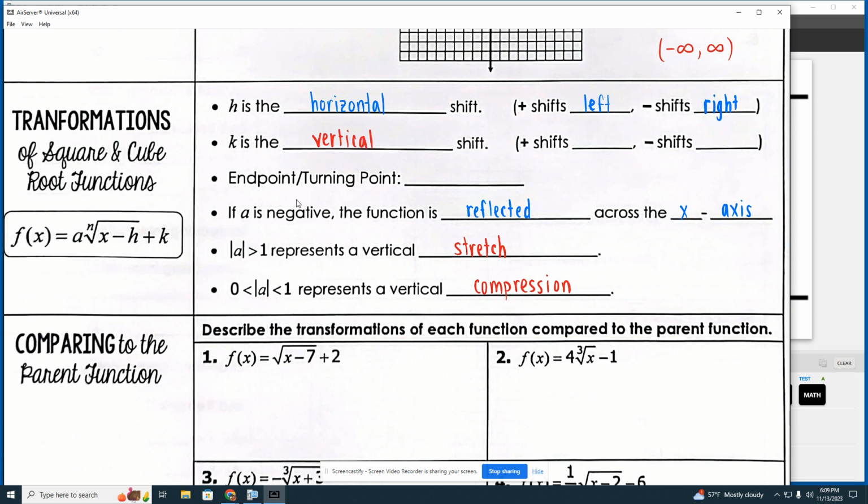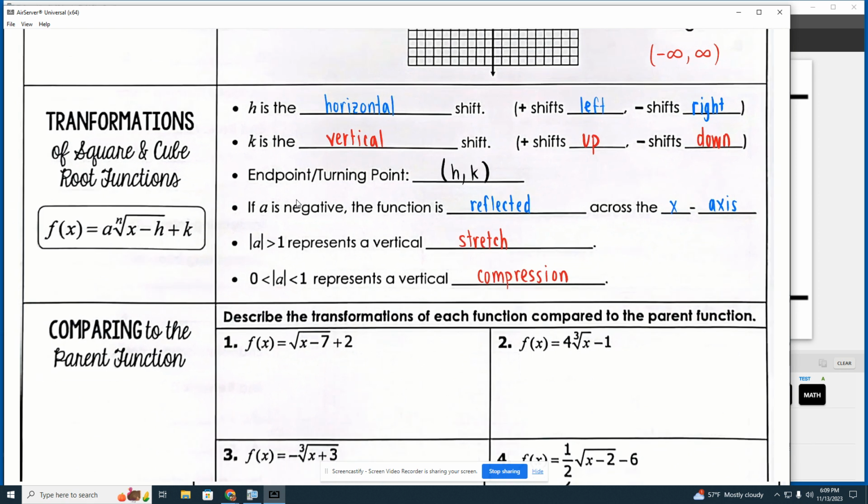And remember the rule, it is what it is. So positive means up and negative means down. Hopefully you guys remember that. Those are the shifts that we're going to talk about. Remember, the end point or the turning point will be where that thing has shifted. So it'll be your (h, k) value. Okay? That'll be your endpoint.